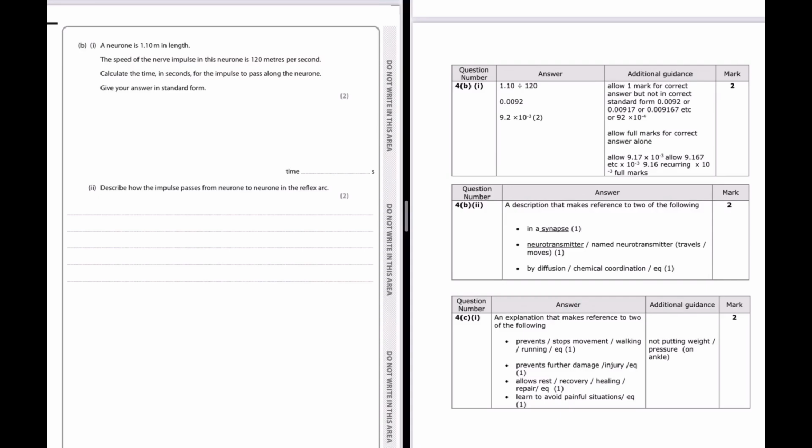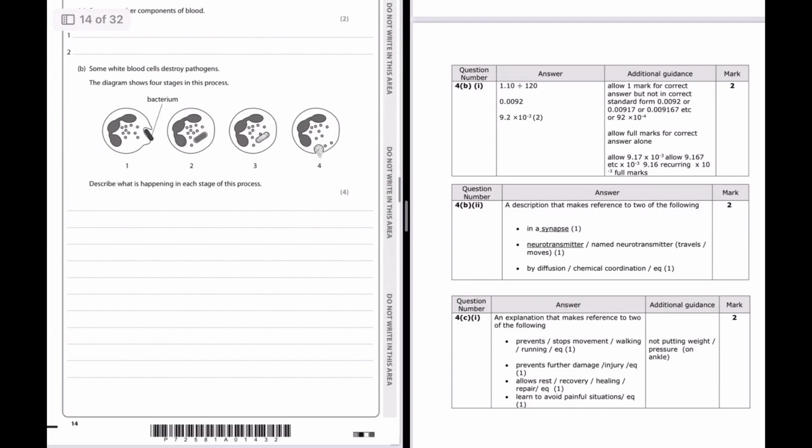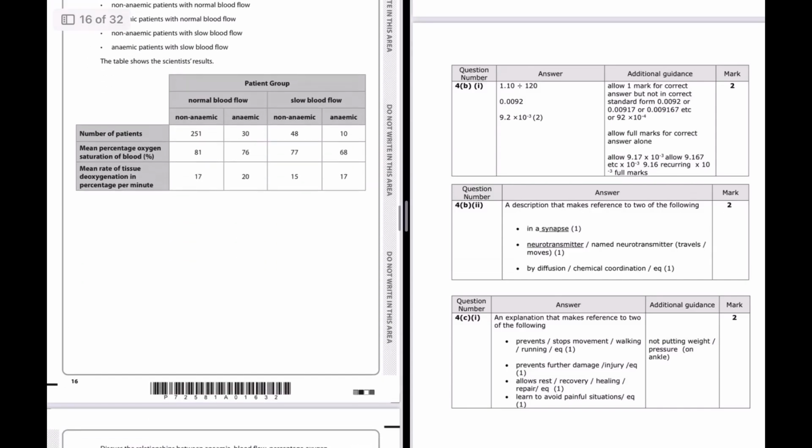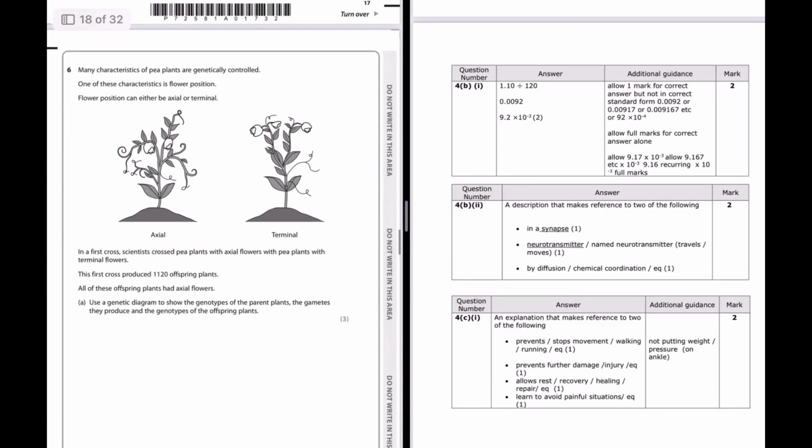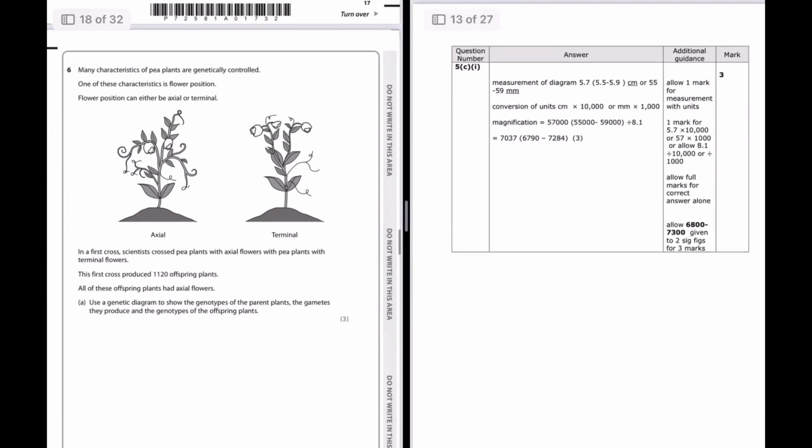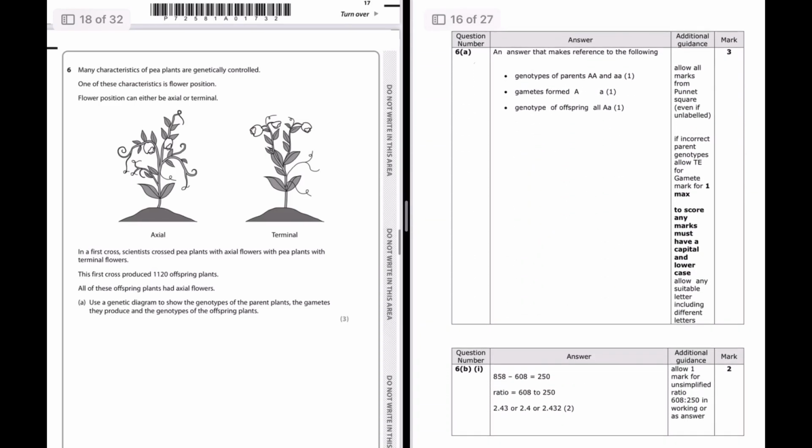All right, shifting gears to question 6, which focused on genetics. Some students had a really hard time with those genetic diagrams, especially when it came to representing alleles correctly.